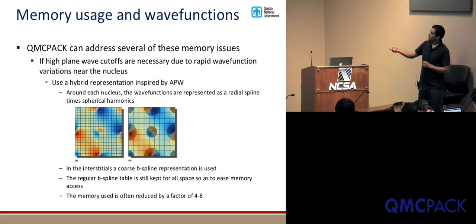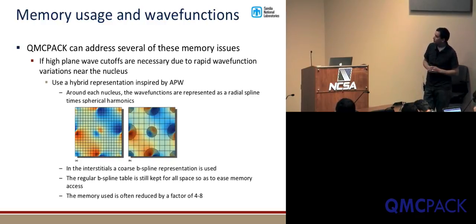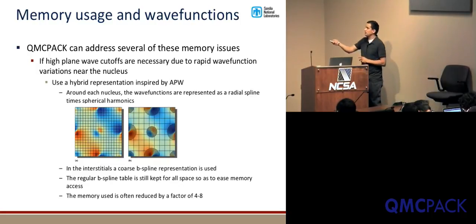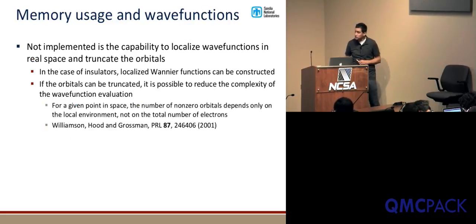Again, it's nice. We can actually do some tricks evaluating the non-local pseudopotential that keep things very quick, right? Because we're at the same radial distance when we evaluate that. And we have this regular B-spline table elsewhere. So again, we get an efficient use of our memory and of our vector units. And this often can reduce your memory by a factor of 4 to 8 if you have hard pseudopotentials.